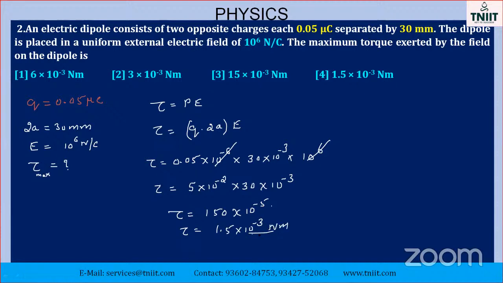Unit will be Newton meter for torque. So option 4 is the right answer: 1.5 into 10 power minus 3.